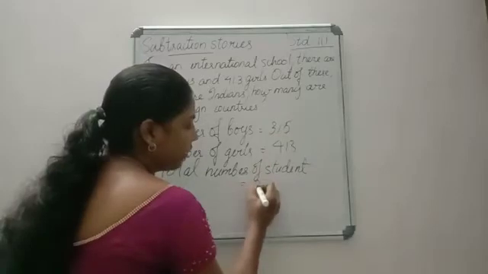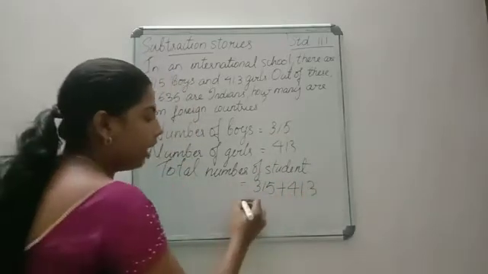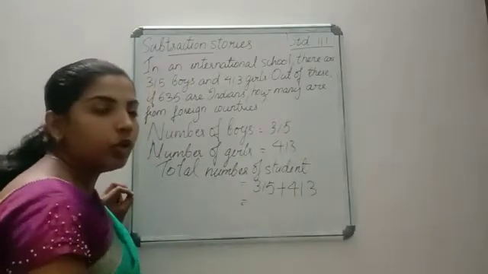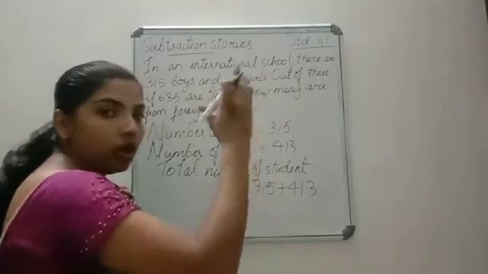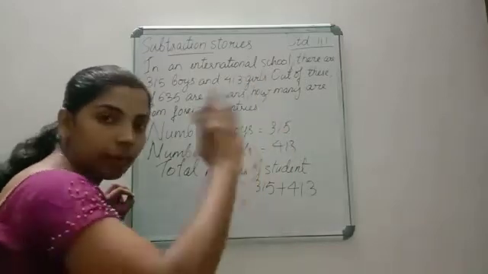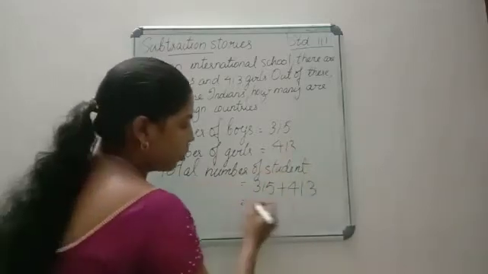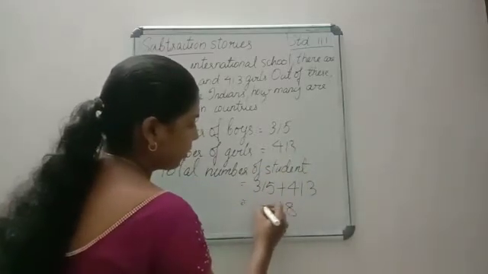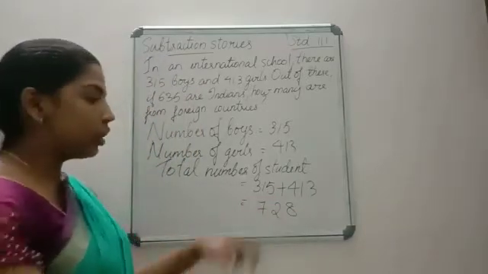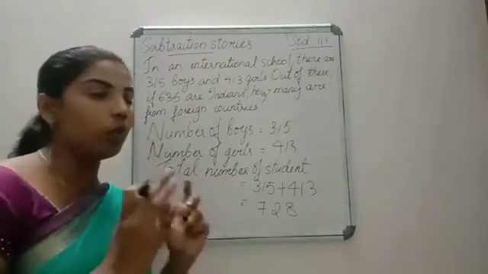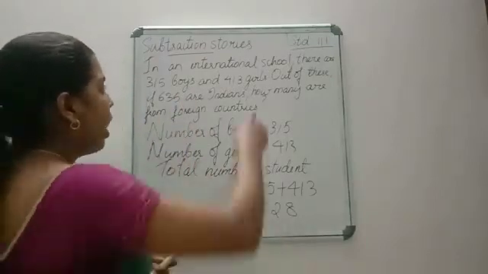So, 315 plus 413. You have to draw a column and add it. So now I am just adding it. While you are doing this, you have to draw a column and arrange these numbers according to place value in your working column. So here the answer is 728. So the total number of students in that international school is 728.